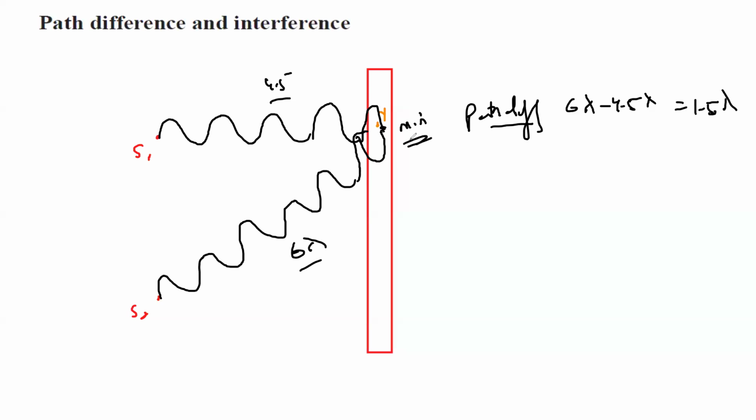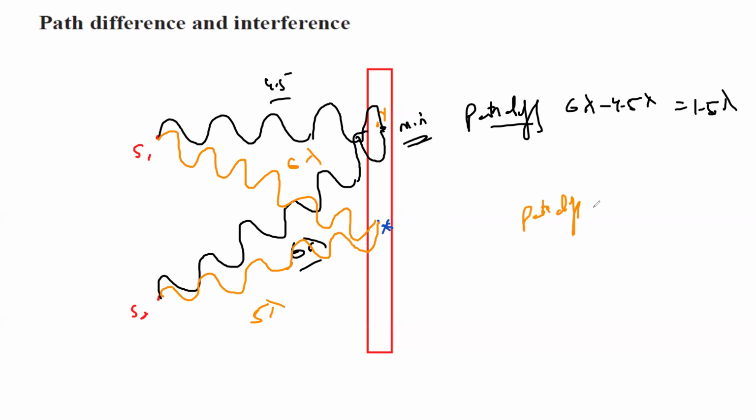But if I say another point is there, say x, and you want to find what is happening at x. So 1, 2, 3, 4, 5, and 6 wavelengths, and 1, 2, 3, 4, and 5 wavelengths. So this was 6 wavelengths and this is 5 wavelengths. So what is the path difference here, in terms of the wavelength? 6 wavelengths minus 5 wavelengths, so it is 1 wavelength. If the path difference is 1 wavelength, it means at this point you will have a maxima. So there will be a constructive interference of the two waves.